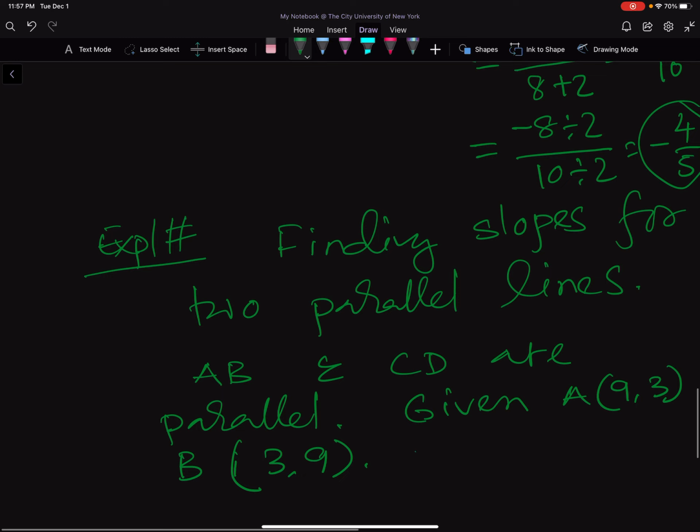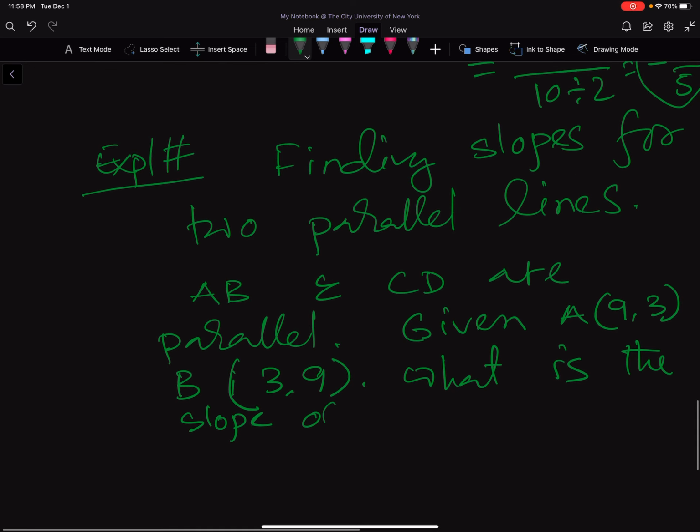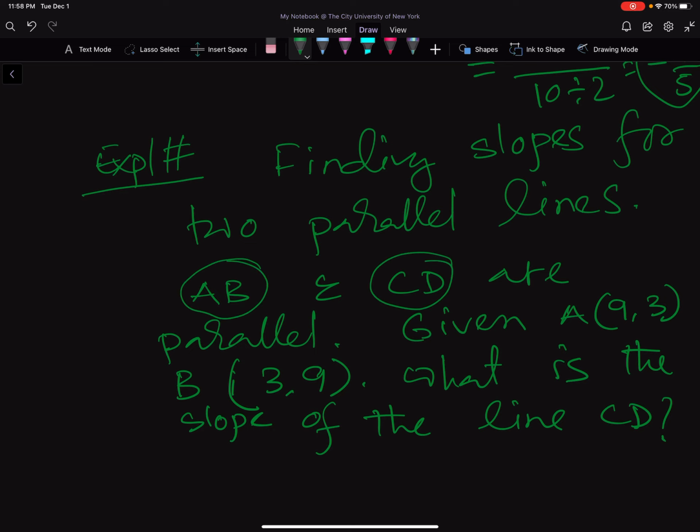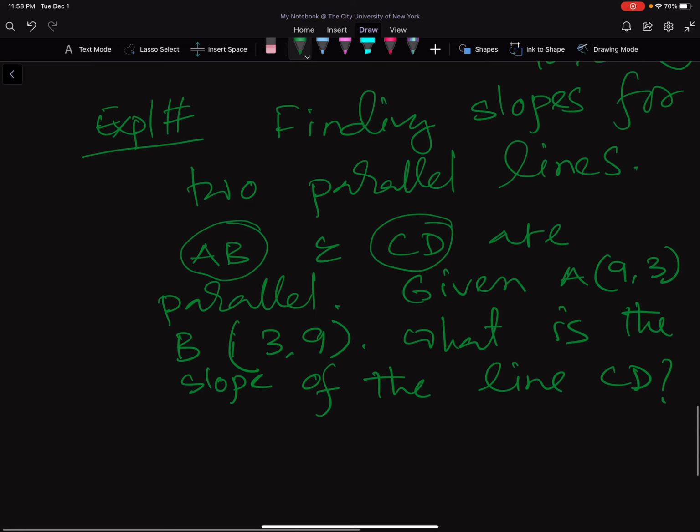So they ask what is the slope of the line CD. Since they are parallel, both of them will have equal slope. So we can say the slope of AB should be equal to the slope of CD.